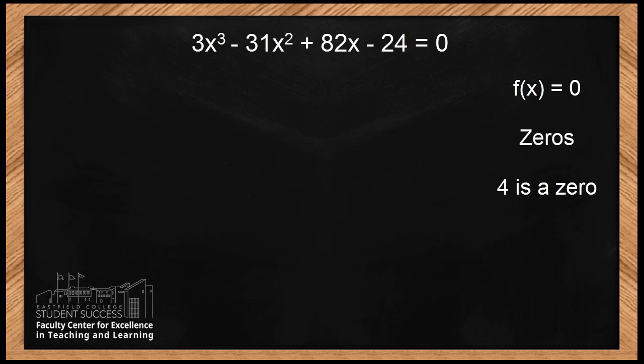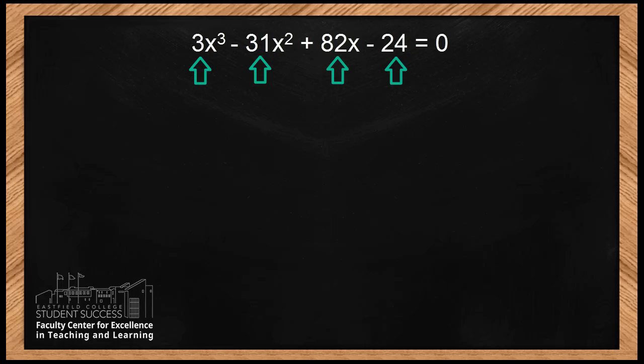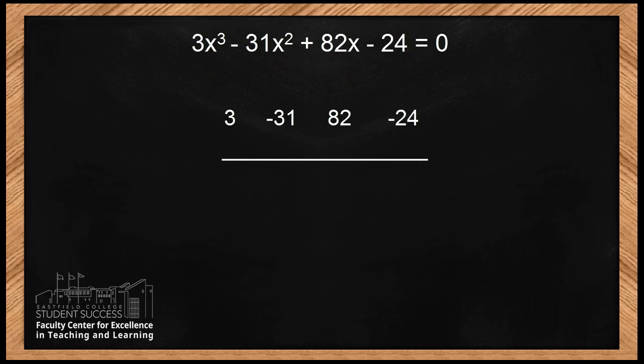When we use synthetic division, we go back to the function and recopy all of the coefficients and the constant of the function. The coefficients are 3, negative 31, 82, and then we have a constant, negative 24. Please don't forget, keep the signs. If it's a positive, it's a positive. If it's a negative, make sure you have a negative. Now we're going to divide by that 4. Do not change the sign on that 4. 4 is a zero. It's one of your answers. We're going to divide by 4.